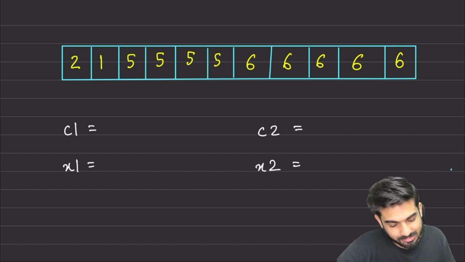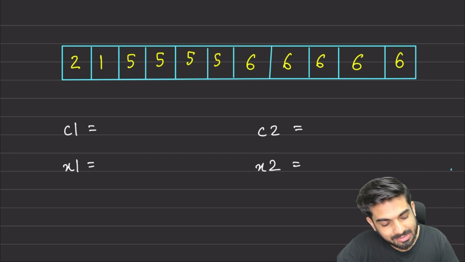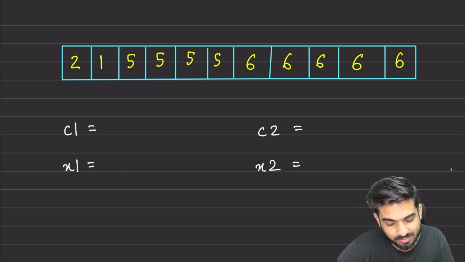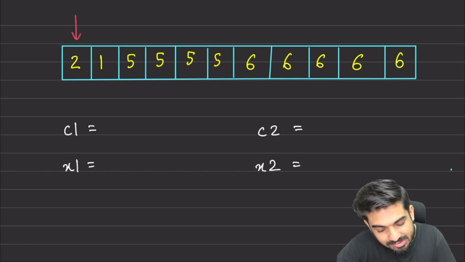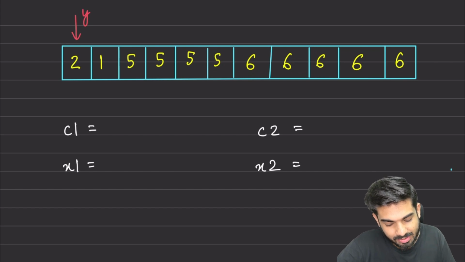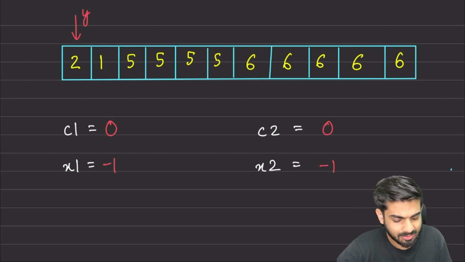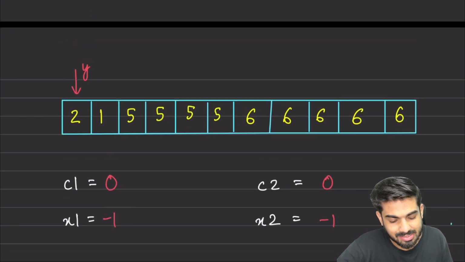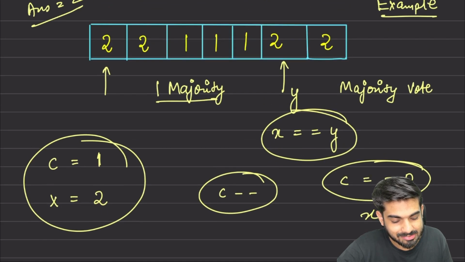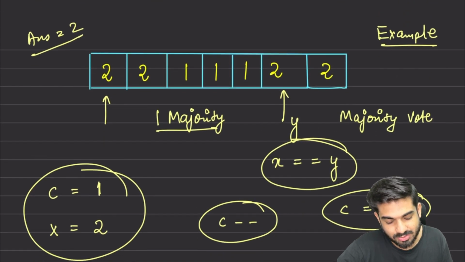If you try to see here, initially, since this 2 is coming here, we start off with this as Y. Initially these counts are 0 and these values you can assume as -1, even that will work. If at the end you see that this element doesn't actually have the majority votes, then you can return -1 as well.